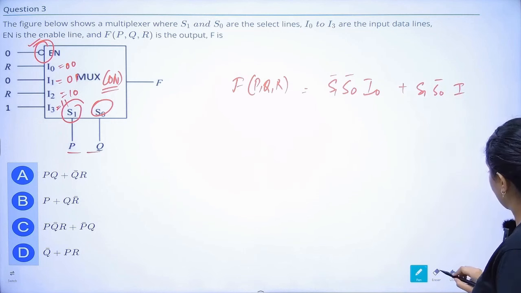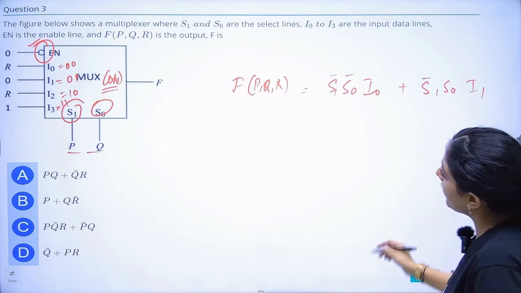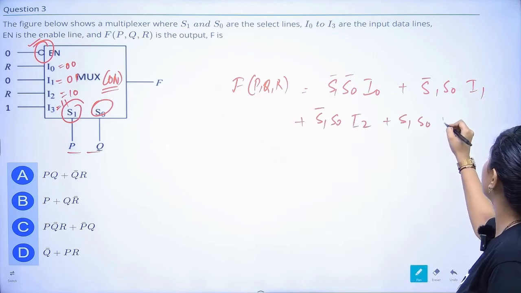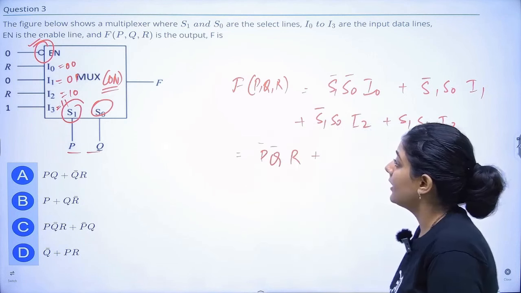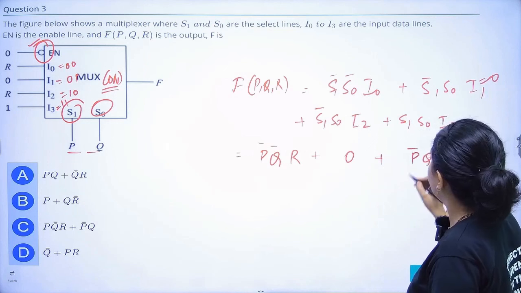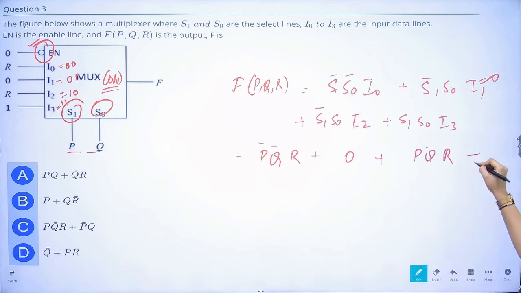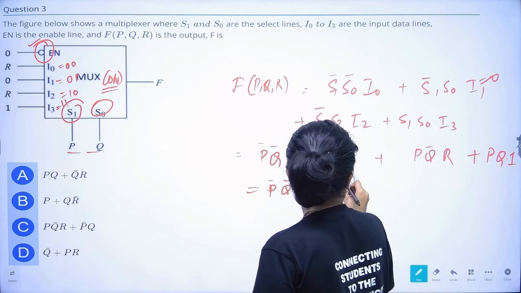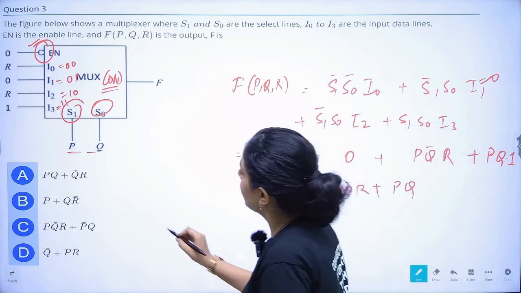Writing it out, for I0 it is R, for I1 it is 0, plus further terms, and in the last case P Q is 1, giving P Q bar R plus P bar R plus Q. So we have to simplify it further in order to get the option.